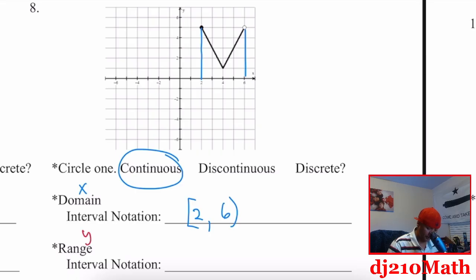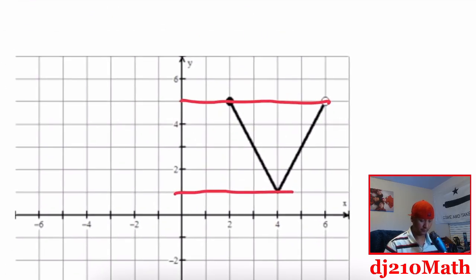All right, for the range, we're talking y values. So for the y values, we're looking at the most bottom that y could be. And we see that's 1, bracket, and then the greatest y value that is used. This looks like 4 or 5.